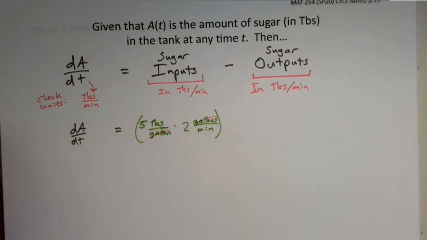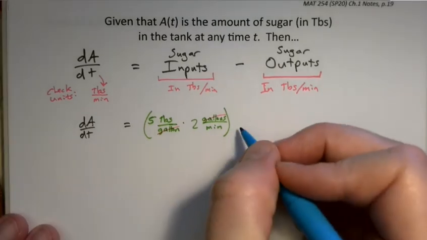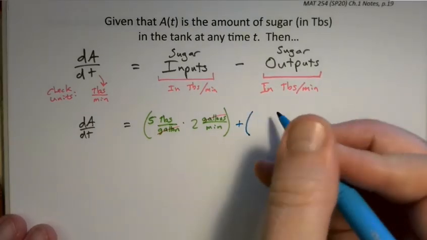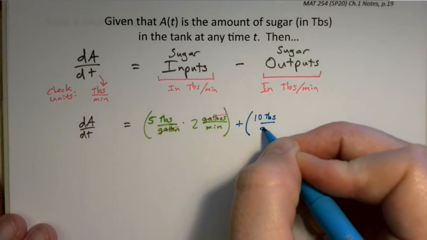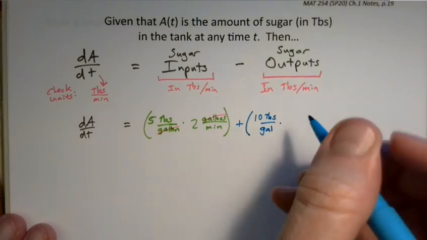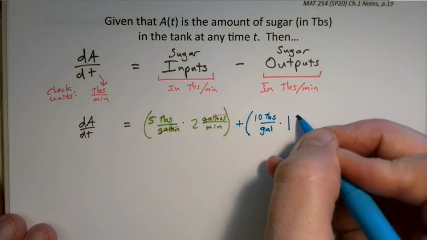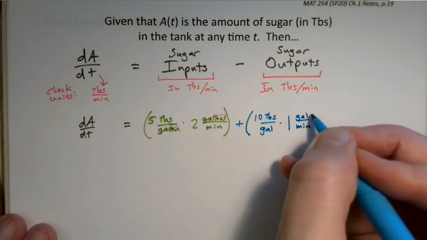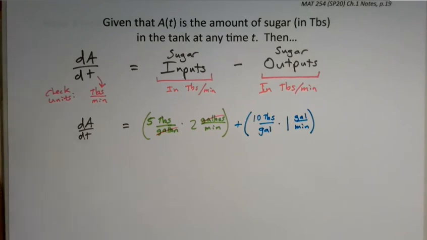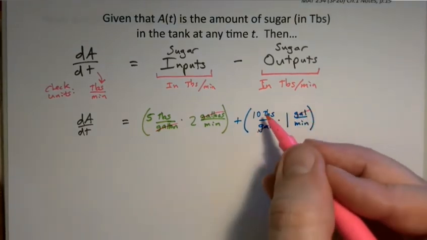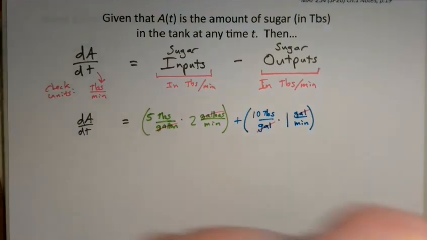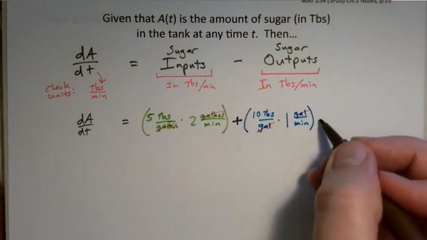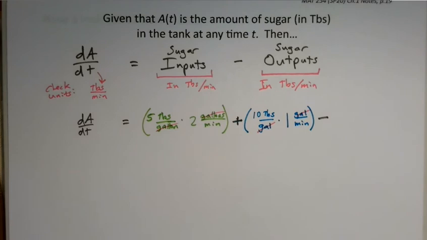The next input, gosh, I hope I have enough space on my page for this. My other one was 10 tablespoons per gallon. I'm just going to abbreviate gallon to leave myself some space here, times 1 gallon per minute. That was my other input, and sure enough, the gallons cancel again, leaving me with tablespoons per minute. So these two have the same units as what I expect. The last little bit is, oh, this would be plus here, and then minus my output. And if I remember correctly, I used red for the output, so I'll continue using that.